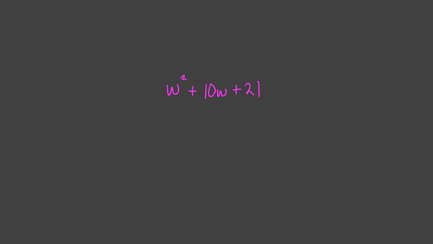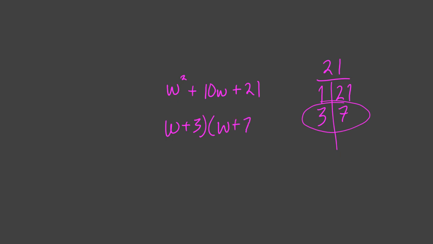W squared plus 10w plus 21. Okay, so factors of 21. 1 and 21. 2, 3, yeah, 3 goes in. 3 times 7. 4, 5, and 6 don't go, but that's okay because I've already got my factor pair here. 3 and 7 add to 10. So I can write this in factored form as w plus 3, w plus 7. And we are done.